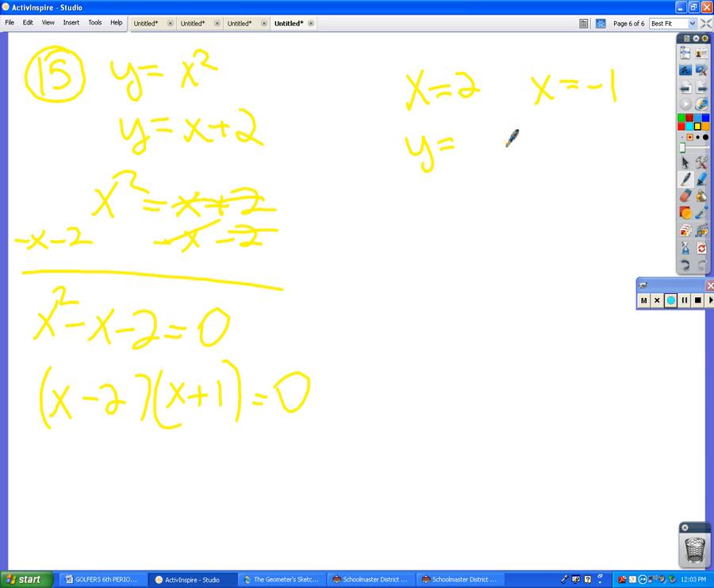Why is 2 positive now? Because if these two things multiply together to be 0, then one of them has to be 0. So 2 minus 2 makes 0, not negative 2 minus 2. So it's always the opposite. If it's x minus 2, the answer is positive 2. If it's x plus 1, the answer is negative 1. So you always switch it around.